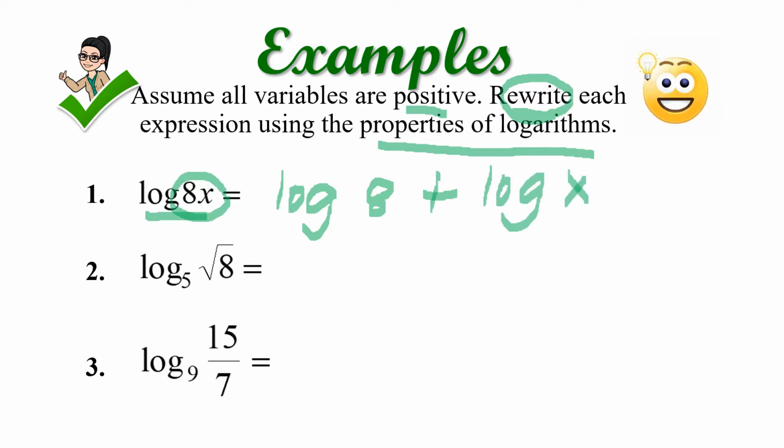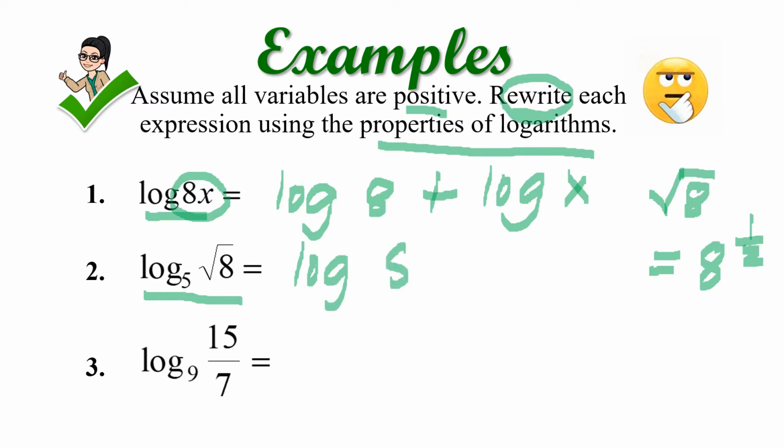As simple as that. Next, number 2, logarithm of square root of 8 to base 5. We cannot see any multiplication here, no division, but we can see a square root, and a square root can be changed to an exponent. Please recall that square root of 8 is the same as 8 raised to 1/2. So therefore, we have an exponent. So this is the same as logarithm of 8 raised to 1/2 to base 5. So this is the power rule because we can see an exponent, which is 1/2.